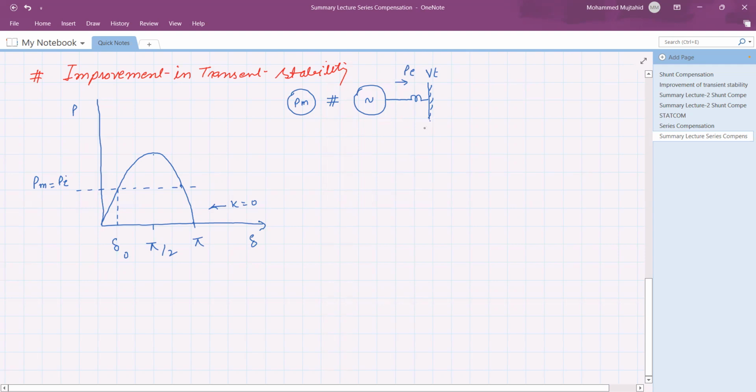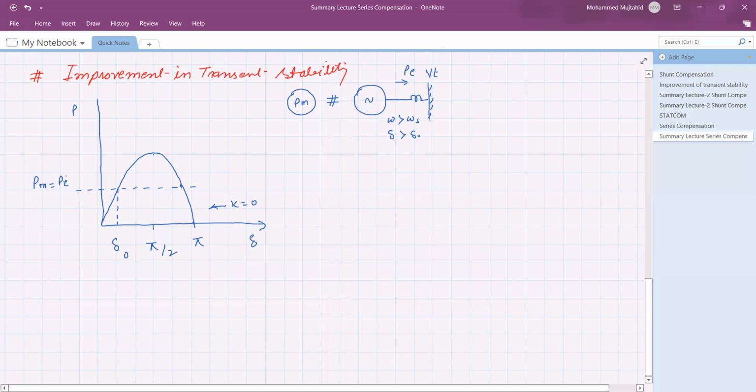When the fault occurs on the transmission line, the electrical power goes to the zero value, whereas the mechanical power remains as it is. Meaning during the transient condition, the mechanical input will remain the same. And when the mechanical input remains the same, definitely the speed of the generator increases, that is, the speed of the generator is greater than the synchronous speed, and hence the angle delta becomes greater than its operating angle delta. So delta is going to increase from delta 0, or it may swing to a large value.